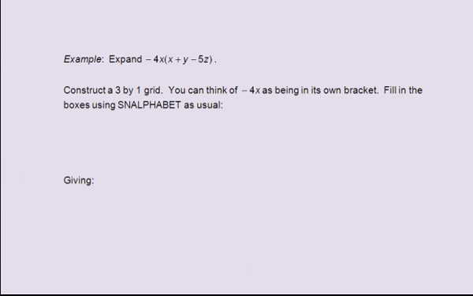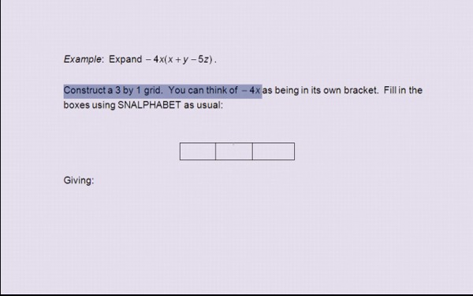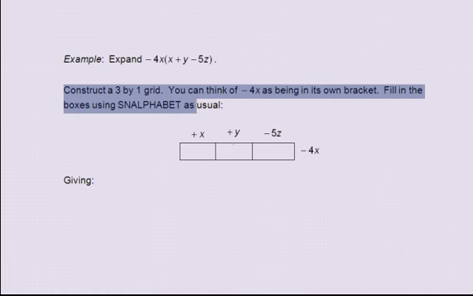Here's another example. Expand minus 4x multiplied by x plus y minus 5z. Construct a 3x1 grid. You can think of minus 4x as being in its own bracket, and so plus x, plus y and minus 5z go at the head of the columns, and minus 4x goes at the end of the row. Now fill in the boxes using Snalphabet as usual.